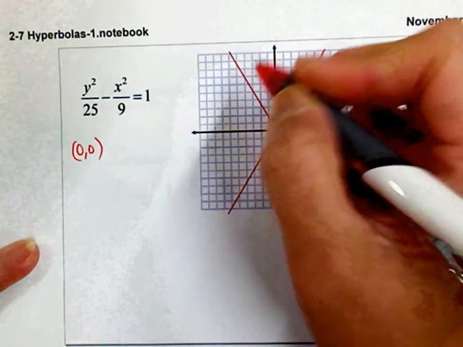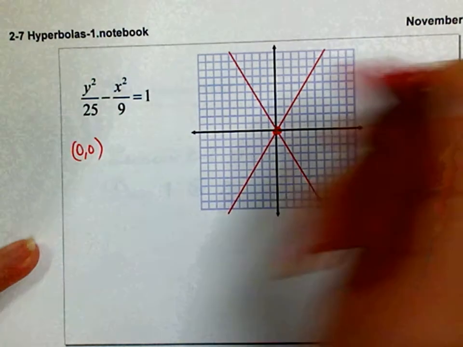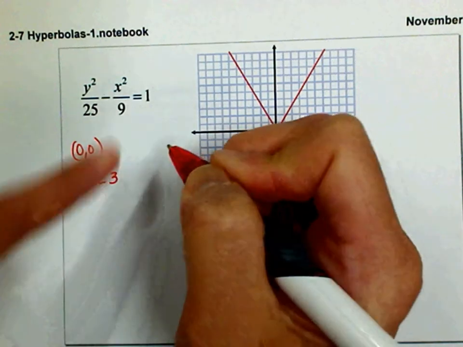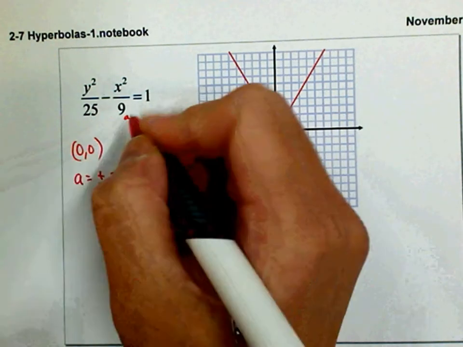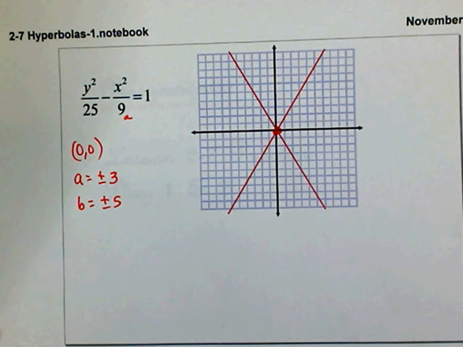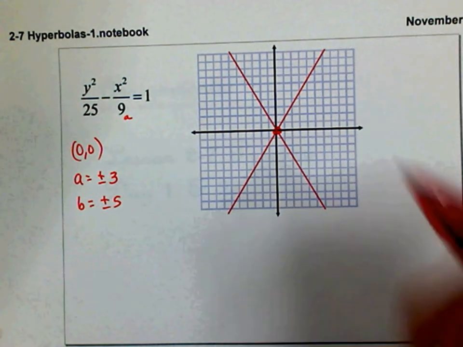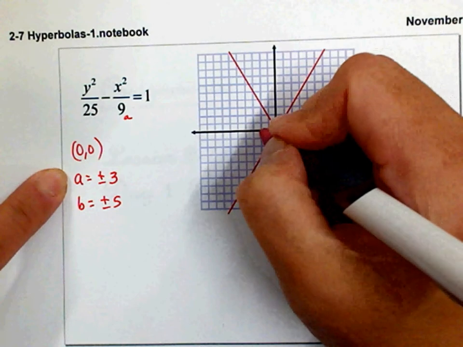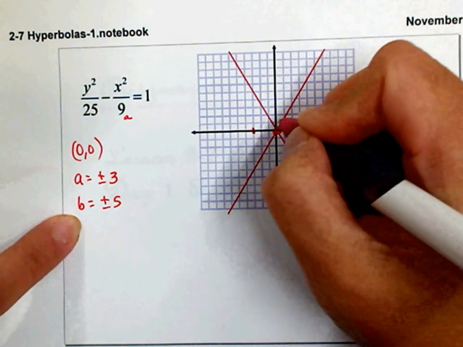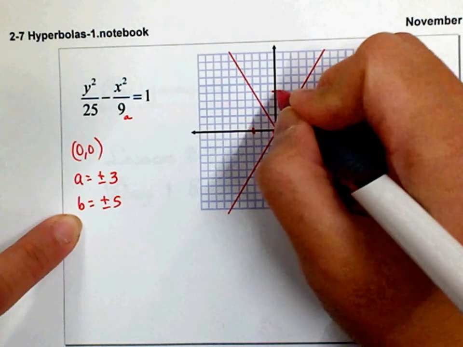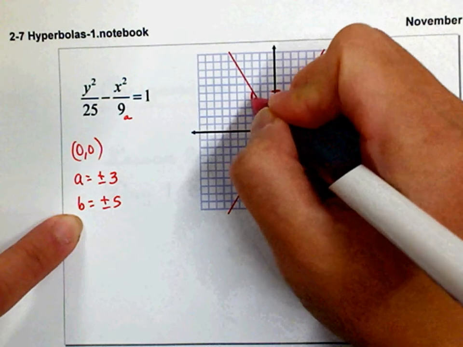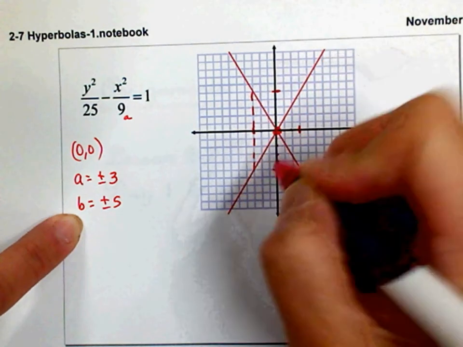Okay. Your A is 3 because it's under X. Here's your A. Your B is plus or minus 5. All right. So A is 3: 1, 2, 3. B is 5: 1, 2, 3, 4, 5 from the center. And there is my box. Rectangular box.